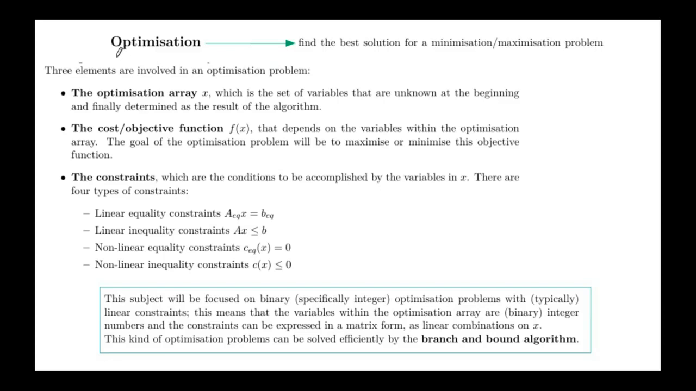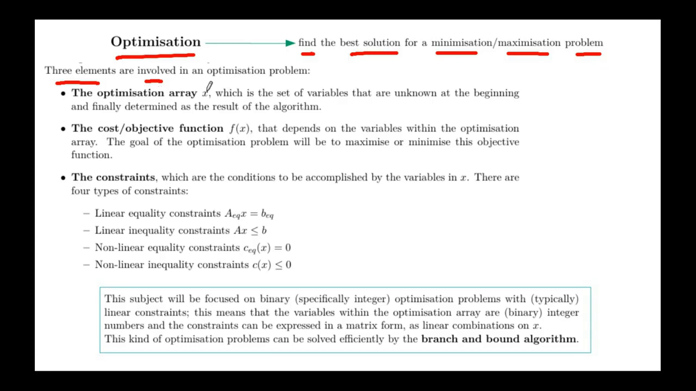The word optimization means to find the best solution for a minimization or maximization problem. There are three elements which are involved in an optimization problem.